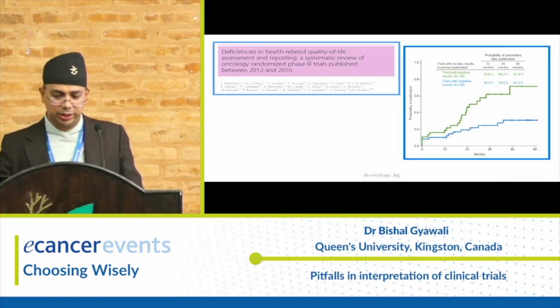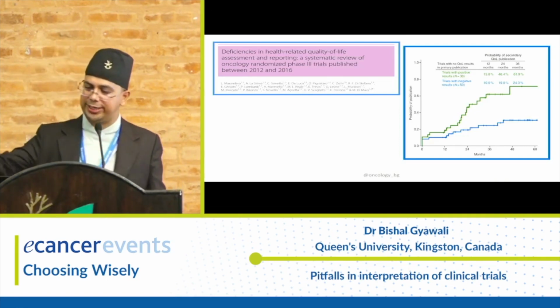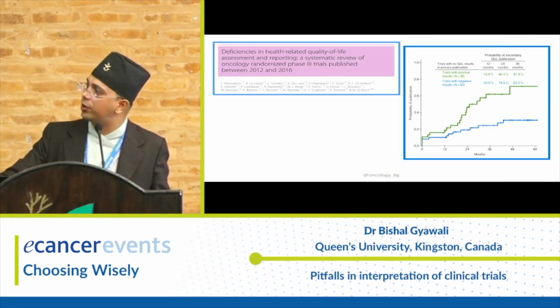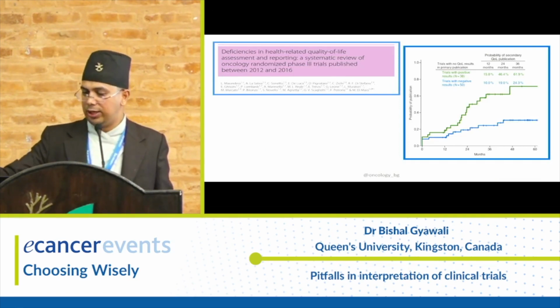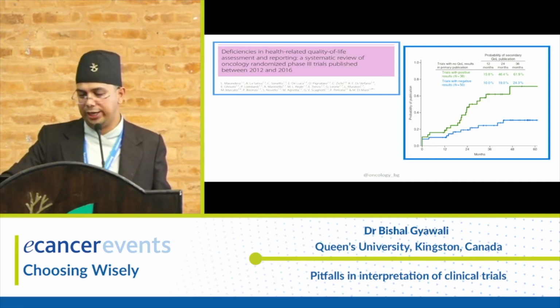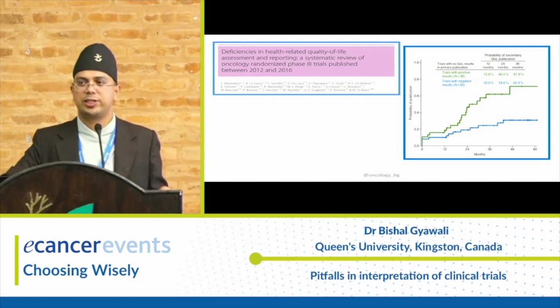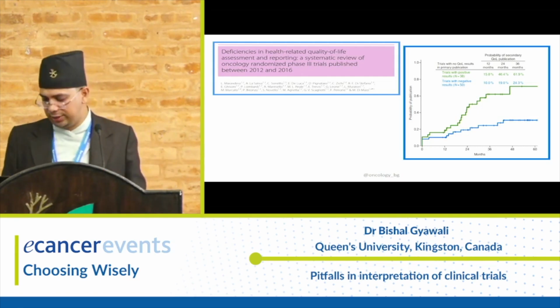So this study actually shows how long it takes for these results to be published. Even trials with positive results, only 15% of them have their quality of life results published within 1 year. Even trials with positive results, that means these are practice-changing trials. But even for those trials, we don't have quality of life data until several years later.